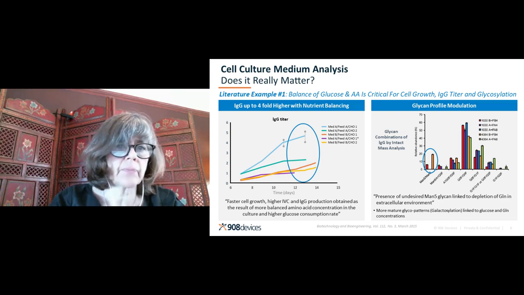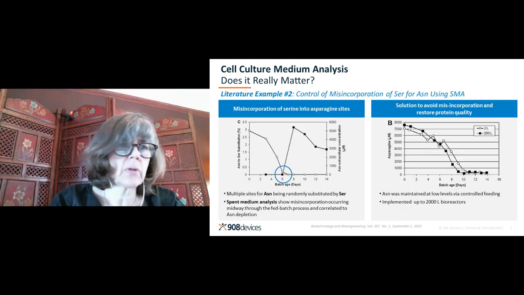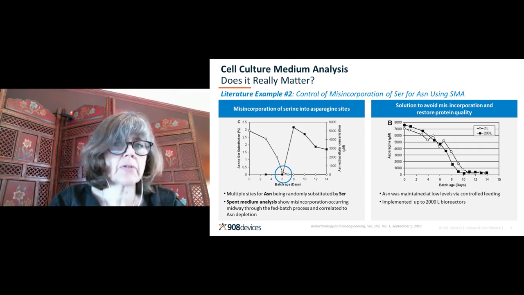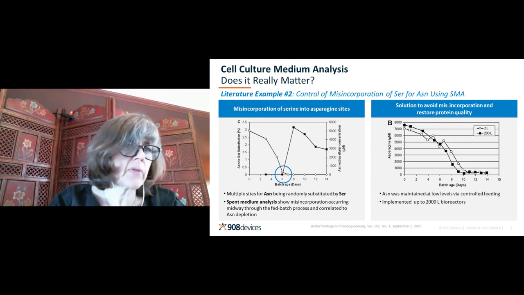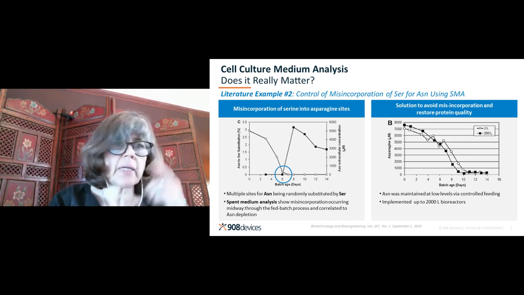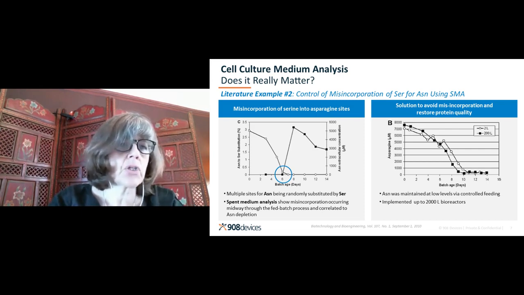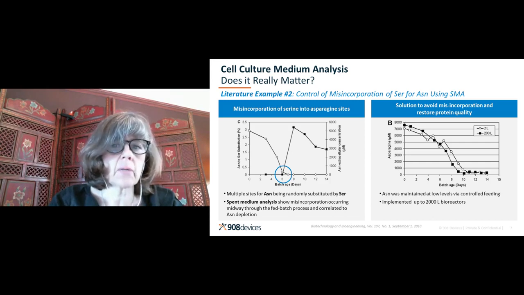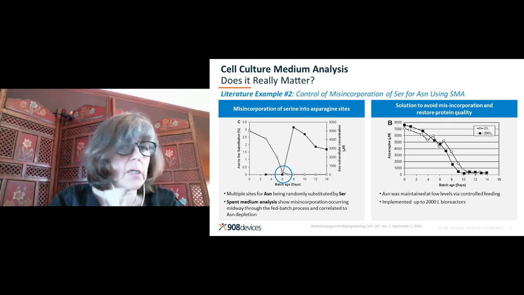The authors also showed that some undesired high mannose 5 glycans were linked with depletion of glutamine in the extracellular environment. In the next example, we have control of misincorporation of serine for asparagine using spent medium analysis. And we see in this paper that when asparagine is depleted from the medium, we have misincorporation of serine. And the authors did very nice work in restoring protein quality by balancing out these two amino acids and some other ones as well. So another example here of the impact of amino acids specifically on protein quality attributes.